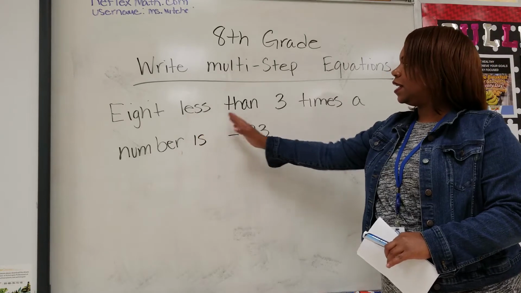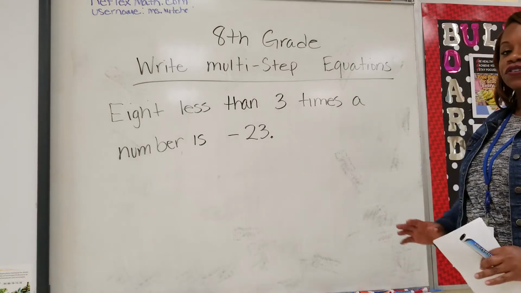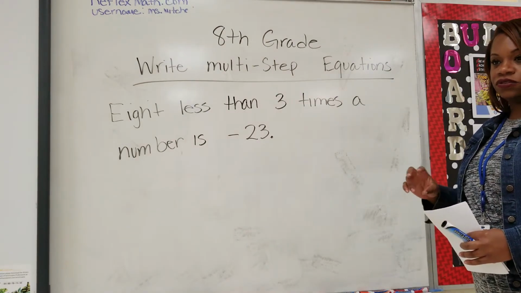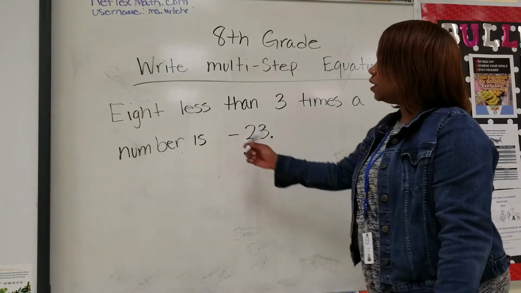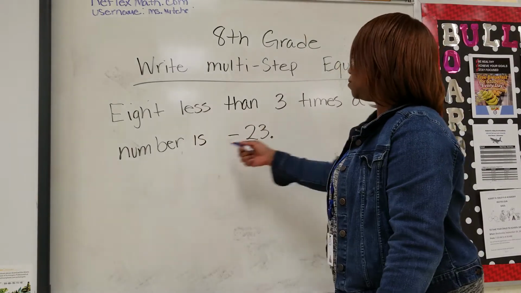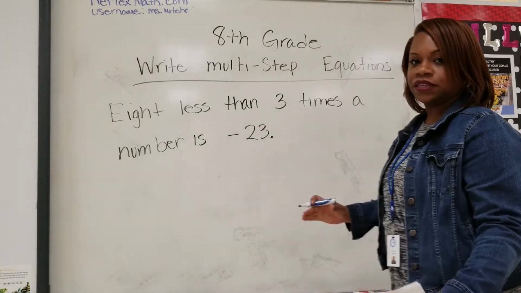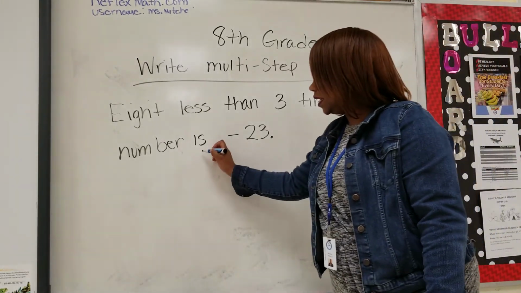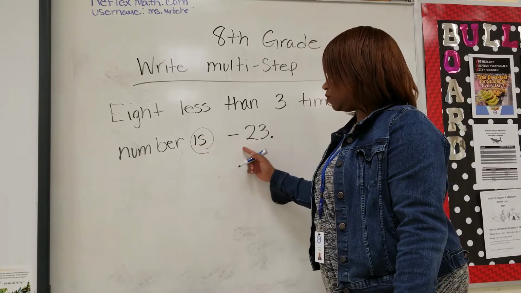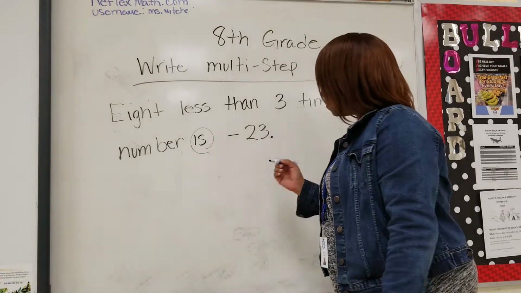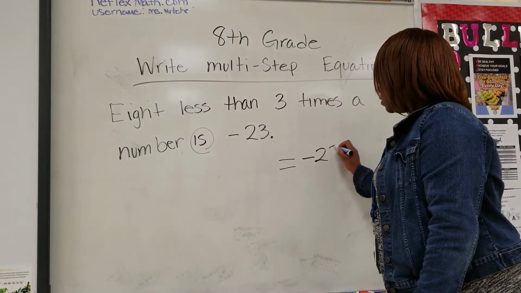When we have 8 less than 3 times a number is negative 23, the first thing that we need to do is translate this into an actual equation so then we can solve it. Here we have 8 less than 3 times a number is negative 23. The first thing that we need to do is translate certain words. When we see a number is negative 23, that is means equals. So we know that everything is going to equal out to negative 23.